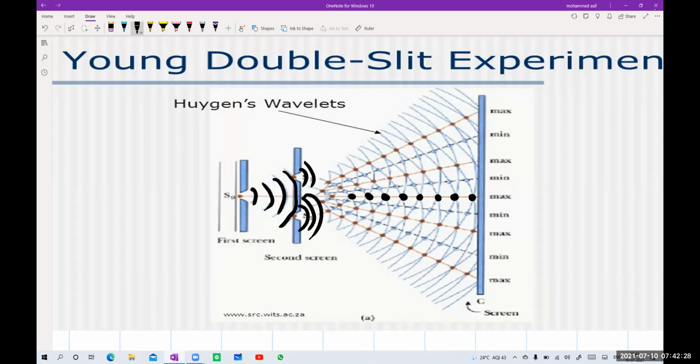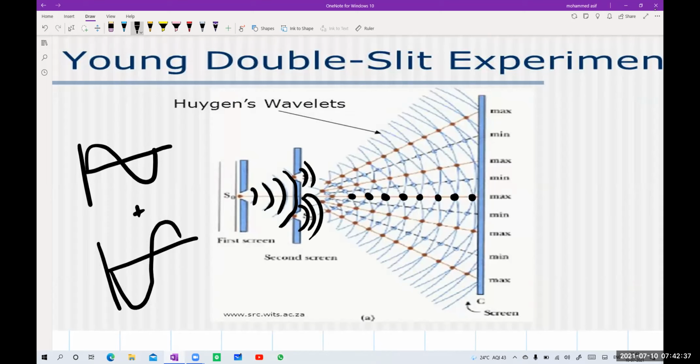One crest and one trough are superimposing. If this wave is plus A, and the other wave is minus A, and both of them meet, what do I get? So this is meeting here right now.